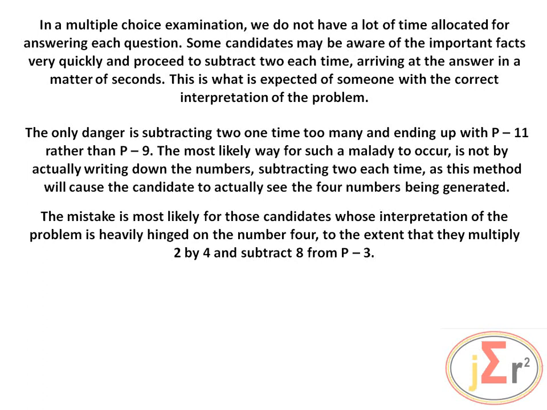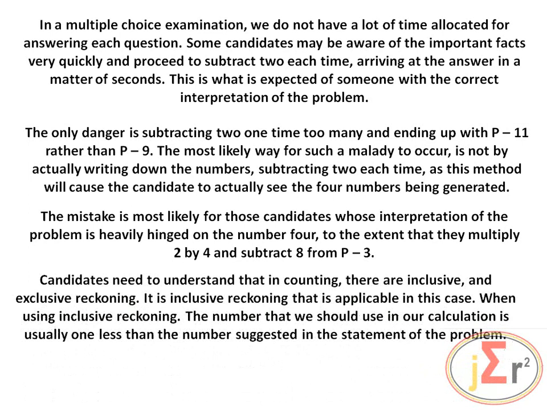But for candidates who are thinking about the 4 more than anything else, they might want to say 2 multiplied by 4, because we know that the difference between 2 consecutive odd numbers is 2. So they say 2 multiplied by 4 is 8. And from p minus 3, they subtract 8. And what is the result? P minus 11, which is one of the options. And they are sure, but the answer will be incorrect.